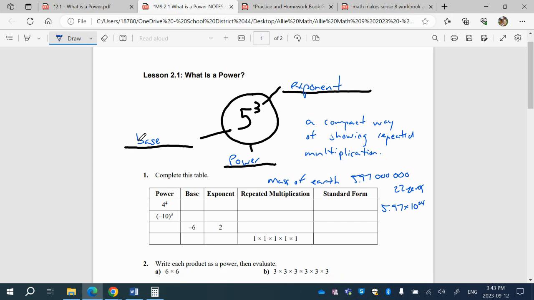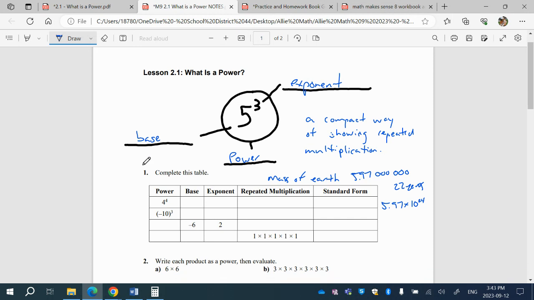So try to complete this chart on your own, and then I can come back and help you folks with it. So I'm going to pause this. Try to do this on your own. I can do the first one with you. So here we have the power, the whole thing. The base is the big number that's being multiplied by itself. The exponent here is 4.